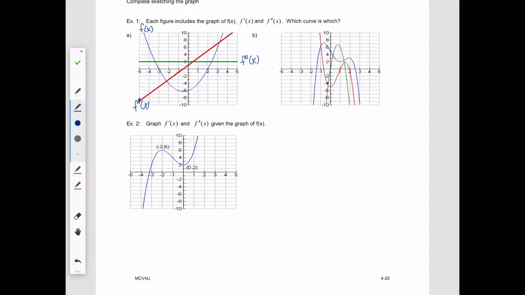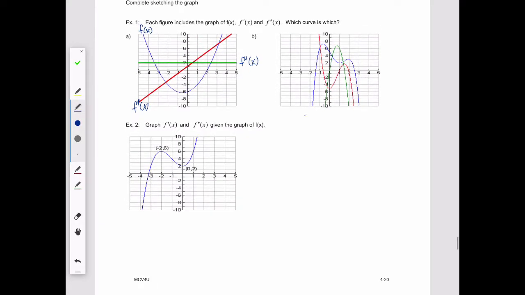For example B, I'm going to count the number of turning points. So the blue line has the most turning points. It has 3. The red has 2. The green has 1. So I know that our parent function, f of x, is going to be our blue line. I know that our red is going to be our f prime of x because it has 1 less turning point. And then our green line is going to be our f double prime of x.